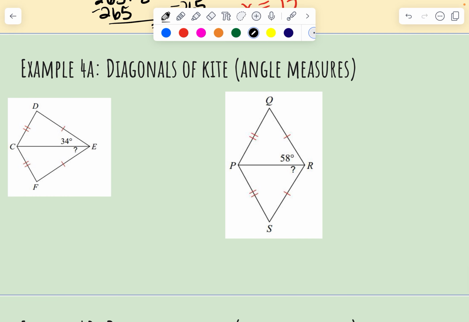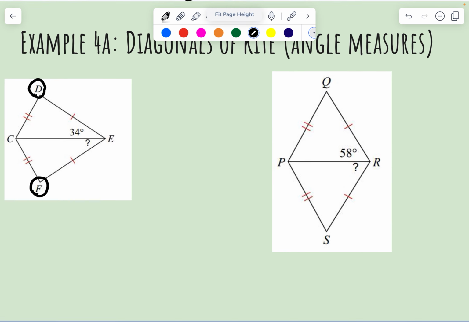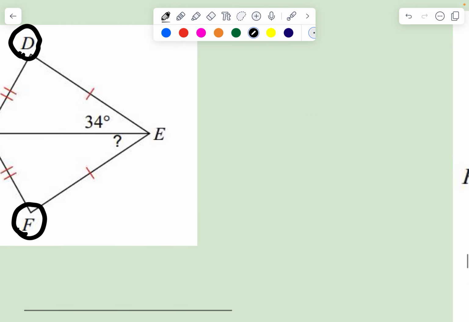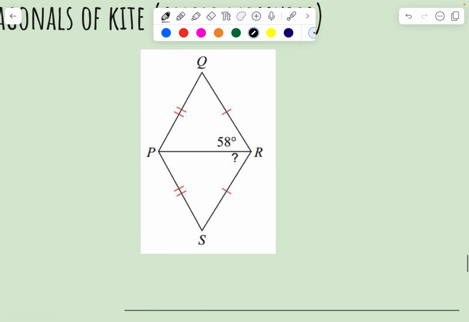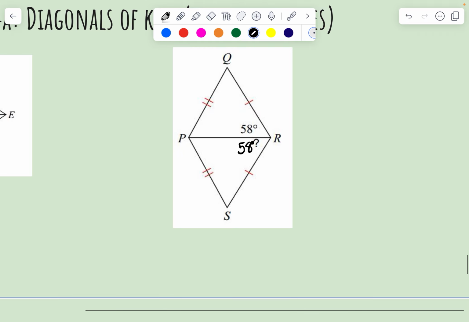All right, lastly, let's look at the angles that the diagonals create. So the interesting thing here, the non-vertex angles are congruent, D and F, and the vertex angles, when the diagonal goes through it, actually splits it into 2 equal parts. So if this part is 34 degrees, that means this part is also 34 degrees. Same thing here. If that part is 58 degrees, then this part is also 58 degrees.